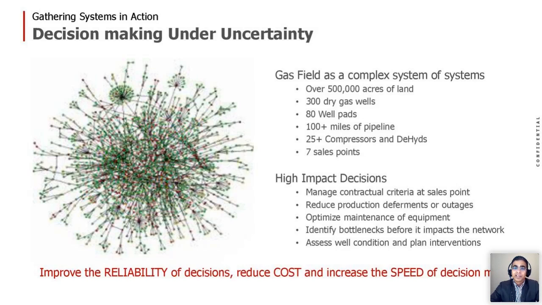In most of these cases, the speed matters, because if you can take an intervention on a compressor that is likely to go down much ahead in time, then you are protecting the production volumes, you are minimizing the deferment, and you are reducing the maintenance cost for that equipment. So it all boiled down to three things. How can I improve the accuracy or the reliability of the decisions that field operators take? Second was about, how do we reduce the cost of decision making? And the third was about, how can I increase the speed of decision making cycles?